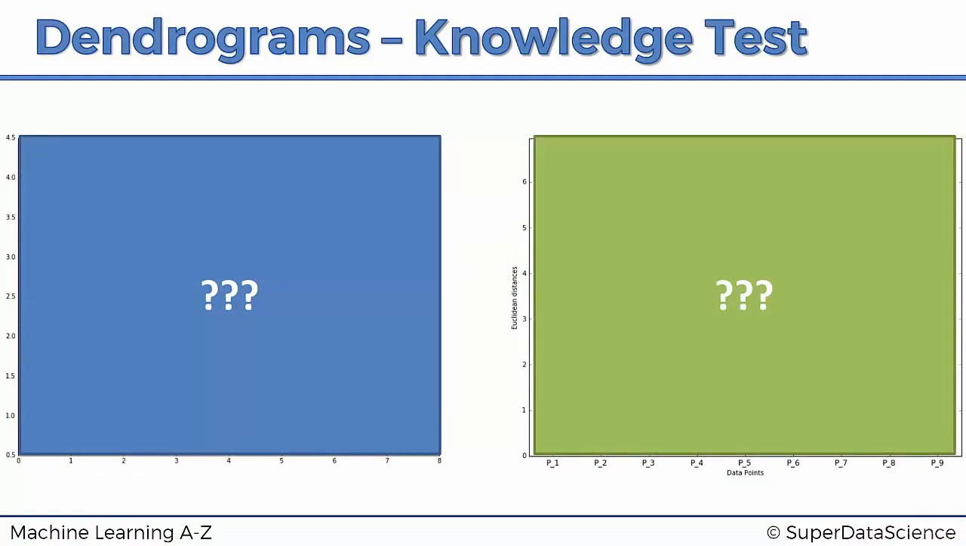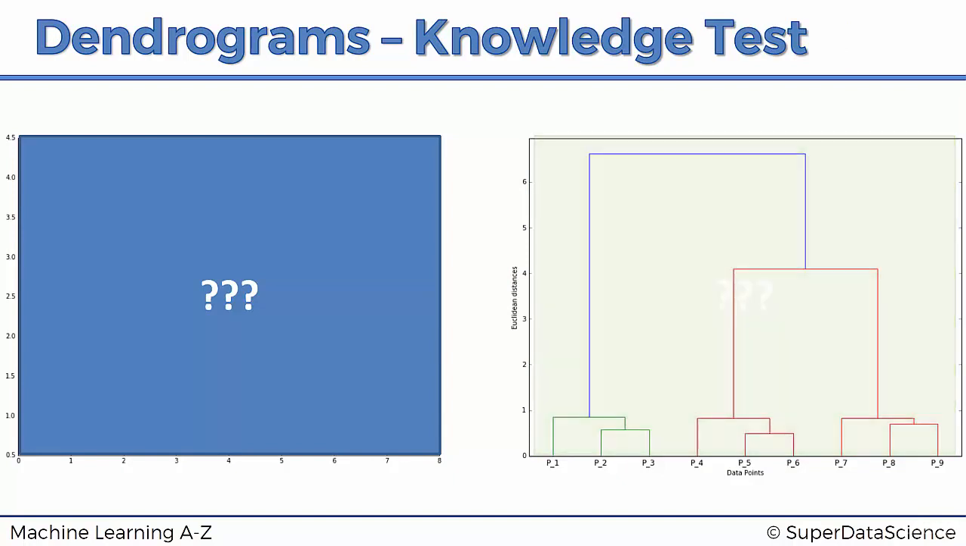So I have two charts here which are hidden. On the left, we've got the scatter plot. On the right, we've got the dendrogram. I'm going to show you only the dendrogram, and I'd like you to try to assess very quickly what's going on in the scatter plot. So for instance, even without seeing the scatter plot or the dataset at the moment, we'd like to know what is the optimal number of clusters in this dataset just by looking at the dendrogram.